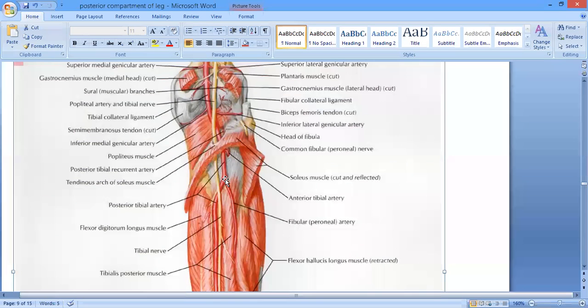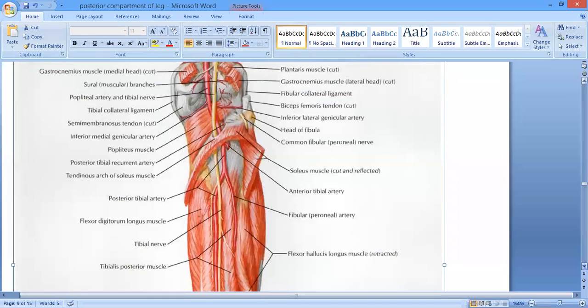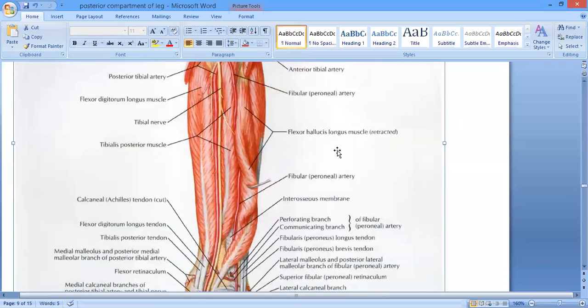Here you can see this one, right? And while running in the posterior compartment, it will run on the posterior surface of the tibialis posterior muscle. You can see this one. It is running on the tibialis posterior muscle. It is running on the posterior surface of the tibialis posterior muscle here in the upper part, and in the lower part of the leg, it is just going to lie over the posterior surface of the tibia. Okay. And here it is only covered by the skin and the fascia, right?